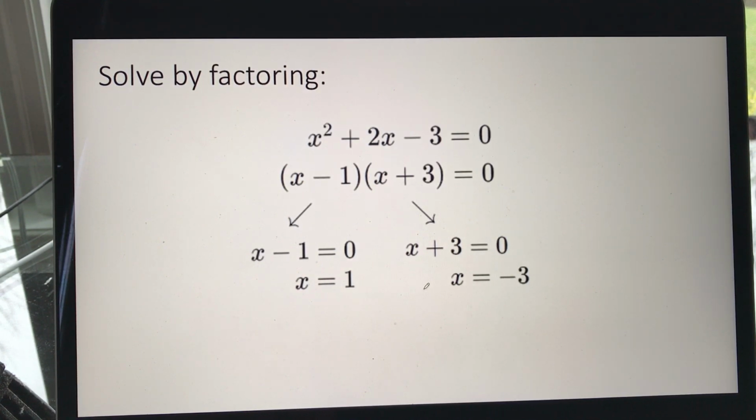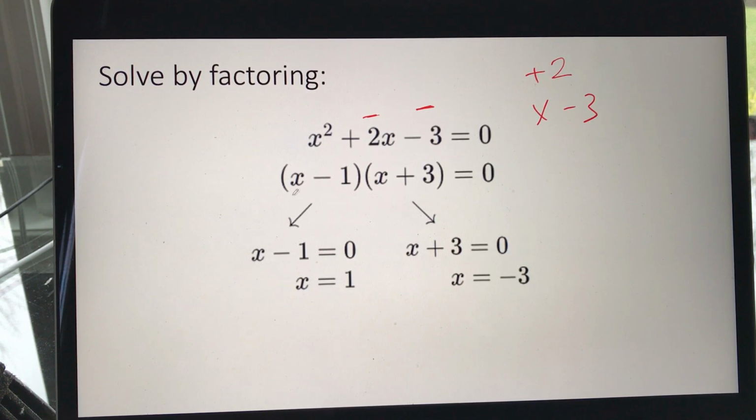One, we could solve by factoring. So if I have a trinomial here, I'm trying to find two numbers that add to the middle, so add to 2 and multiply to -3. So add to the middle, multiply to the last. In this case, that would be -1 and +3. So I would plug these two numbers in there.